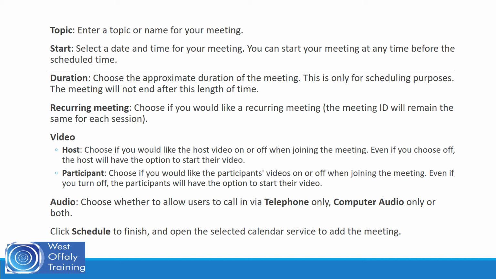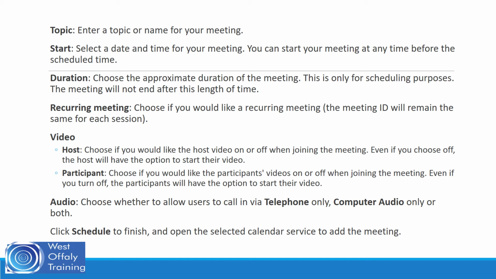The third section then, the duration, choose the approximate duration of the meeting. This is only for scheduling purposes. The meeting will not end after this length of time. And as mentioned then with the recurring meeting, if you would like a recurring meeting, the ID of the meeting will remain the same for each session, just ticking the box to set it up as a recurring meeting.